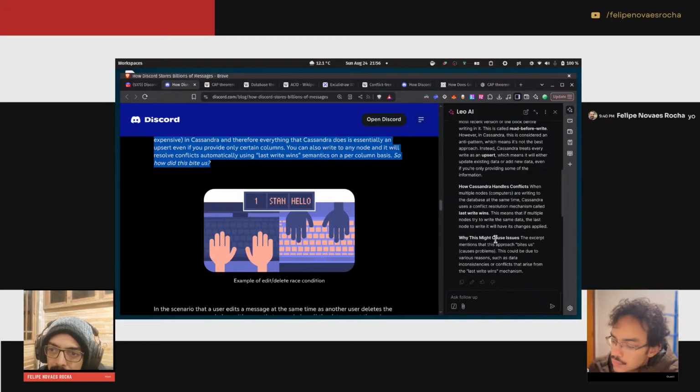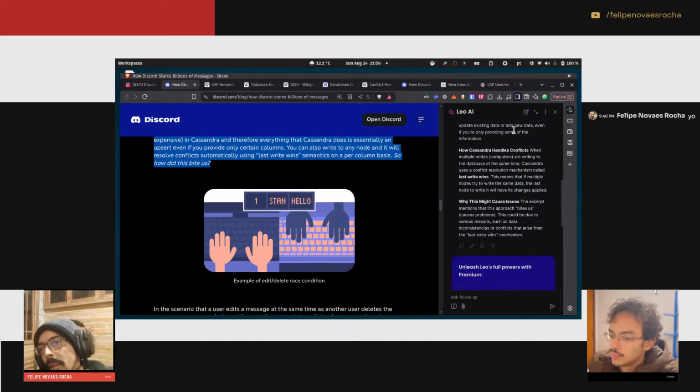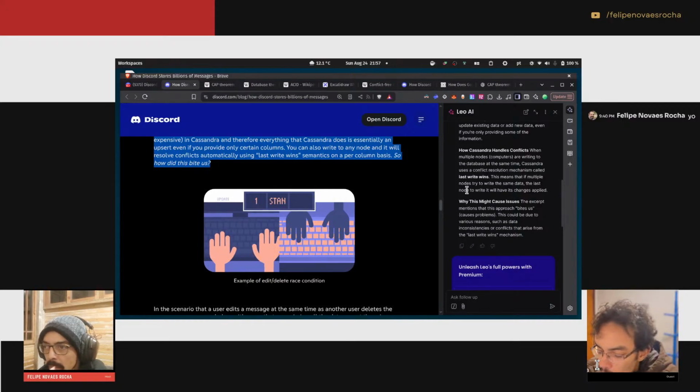Why might this cause issues? The article mentioned that this approach bit them and caused problems. This could be due to data inconsistencies or conflicts that arise from the last write wins mechanism. I can imagine now, you have a node writing because it receives the information from the user, and the first write has the author ID, but for some reason the last one doesn't, so it's going to put null there. Oh, they show the image here.